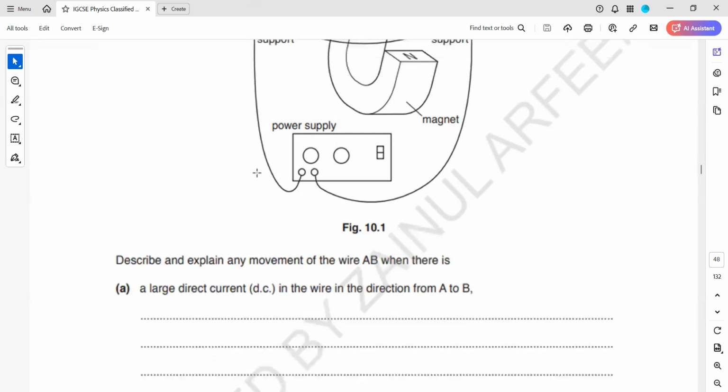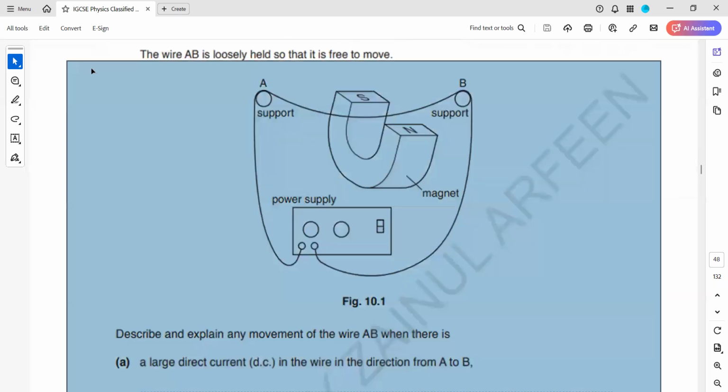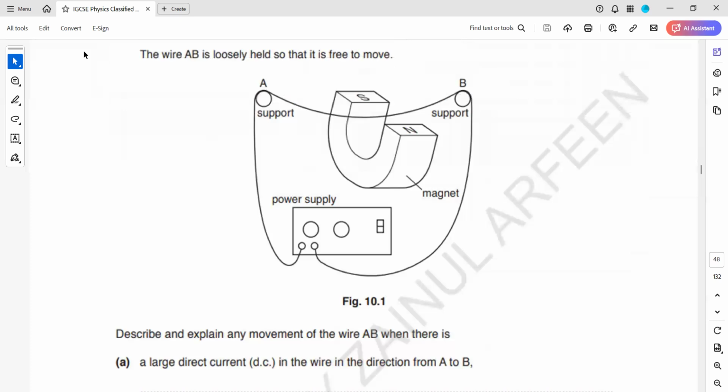Describe and explain any movement of the wire when there is a large direct current in the wire in direction A to B. First, we have a current from A to B. How can we find the direction of the force, because we want to identify which direction it will move? So how can we work out the direction of the force?